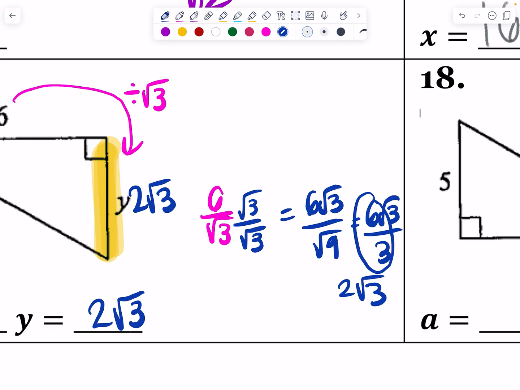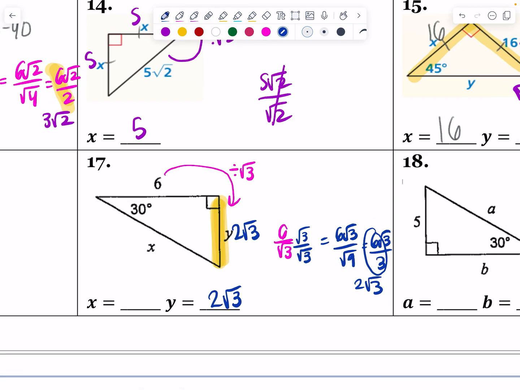That is not an easy problem to do. So that is my short leg. So how do I get from my short leg to my hypotenuse? I'm going to double it. So what is 2 root 3 times 2? That is going to give me 4 root 3. So 4 root 3 is x, and then 2 root 3 is y.